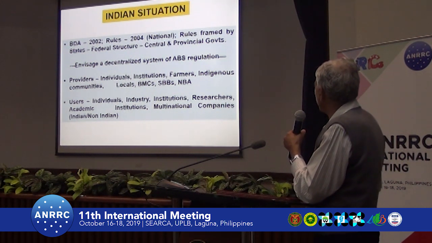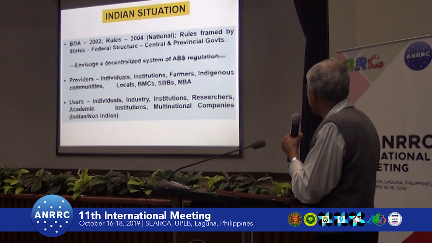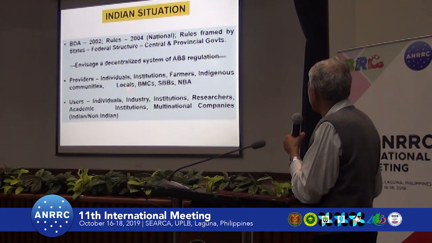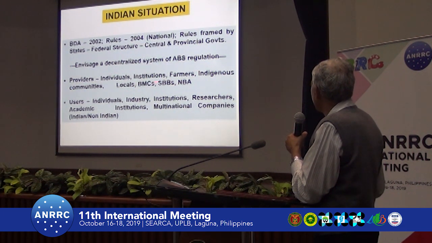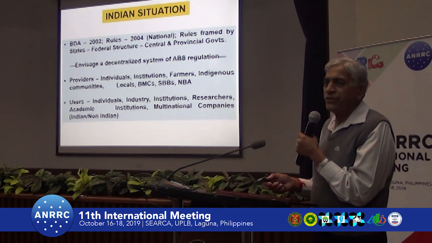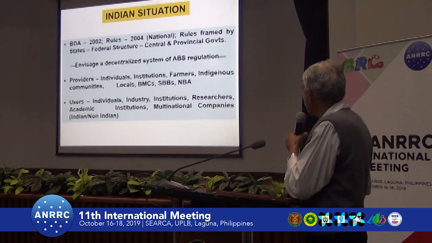So what is the Indian institution? It is all explained here: who can provide the material, individuals, institutions, farmers, indigenous communities, and NBA, SBB, BMC; and who are the users: individuals, industry, institutions, researchers, academic institutions, multinational companies, both Indian and non-Indian. They are the users of the material.